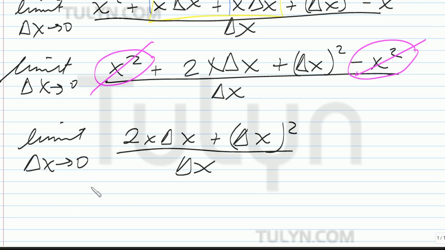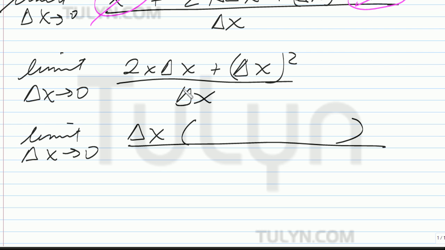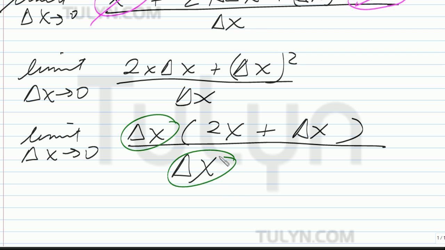So what we're going to do is factor out delta x in the numerator, so we can cancel it out with the delta x in the denominator. So delta x factor out. Delta x times what will give me 2x delta x? 2x. Delta x times what will give me delta x squared? Delta x. Delta x on the bottom. Anything similar in your numerator and denominator, it's delta x and delta x, they cancel out. You're left with 1 and 1.